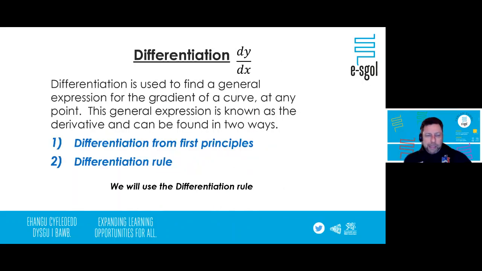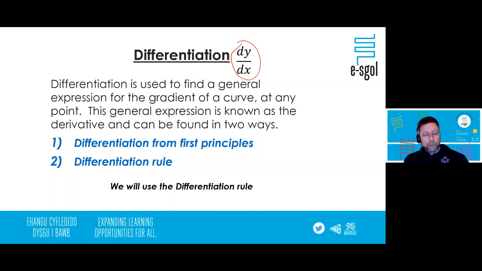So here's your upper level thinking now called differentiation. Now, differentiation is a word that's used in lots of different contexts, in lots of different subjects, in lots of different genres around the world. But for A level maths and additional maths, differentiation is known as dy dx. Dy dx tells us the gradient at any point on a curve, but we have to choose which point. It's used to find a general expression for the gradient of a curve at any point. The general expression is known as the derivative and can be found in 2 different ways.